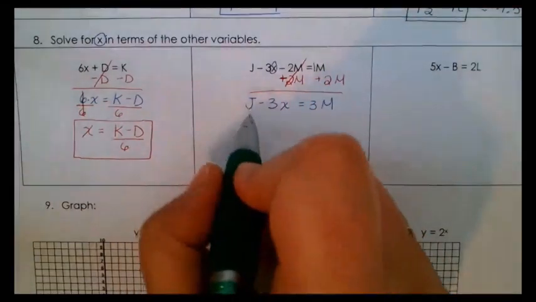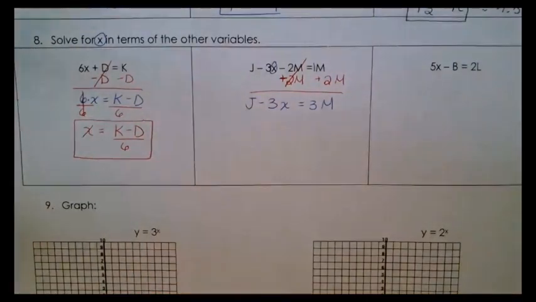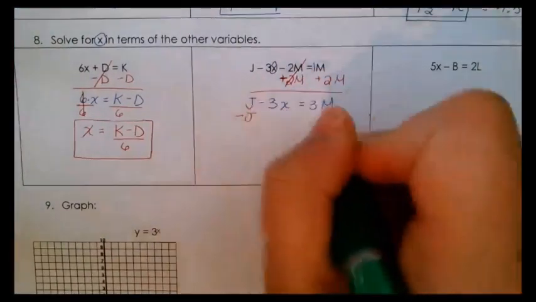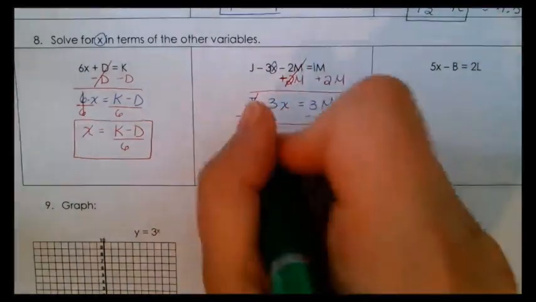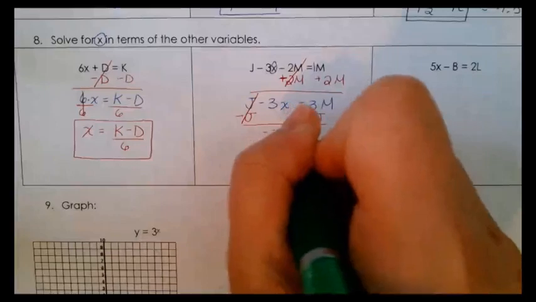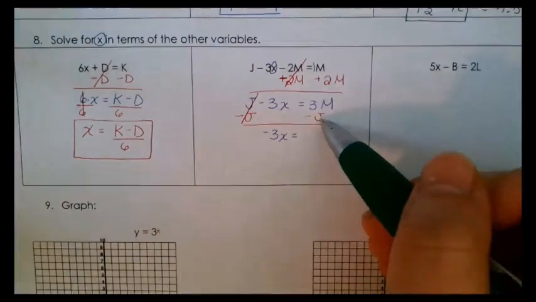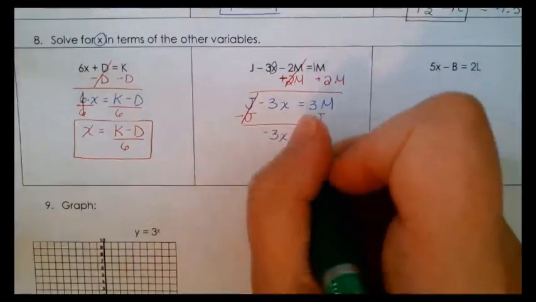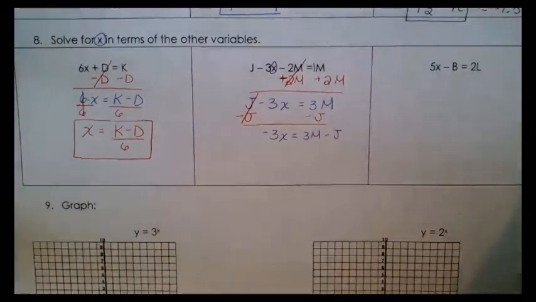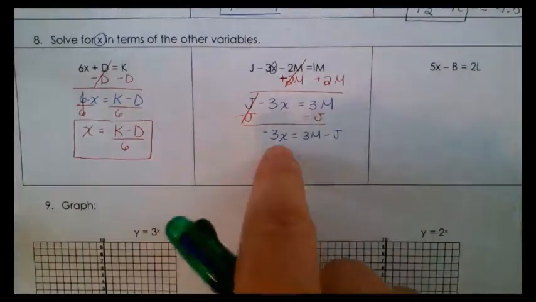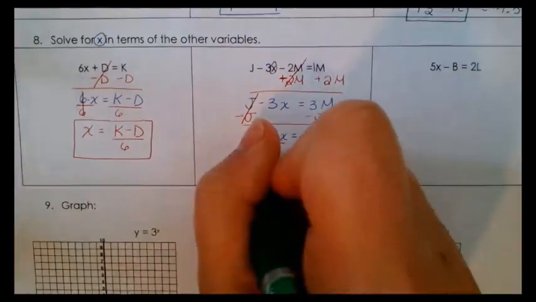Next, I'm going to take the j, which is being added to the negative 3x, and I'm going to get rid of it by subtracting j. So subtract j from both sides. Bring down the negative 3x equals. You can't combine a 3m and a j because they're not like terms. Two different variables. All you can do is put them next to each other. So we're going to have 3m minus j. Last step is you're going to get rid of the negative 3 that's multiplied to the x. So we're going to divide every term by negative 3.